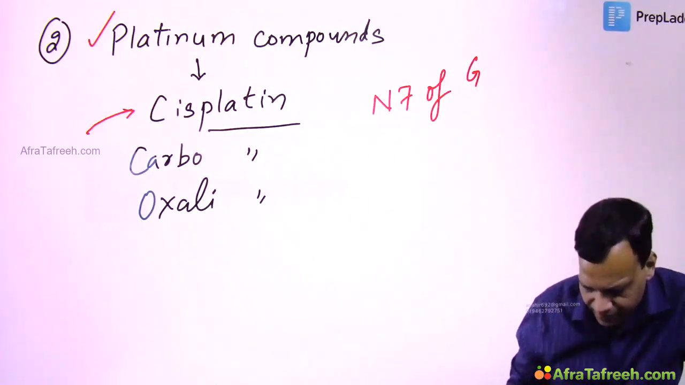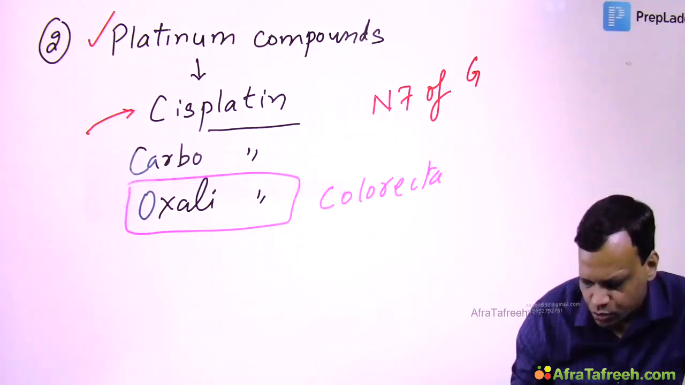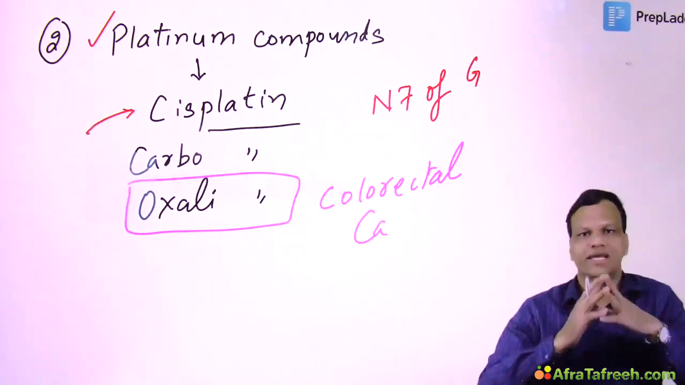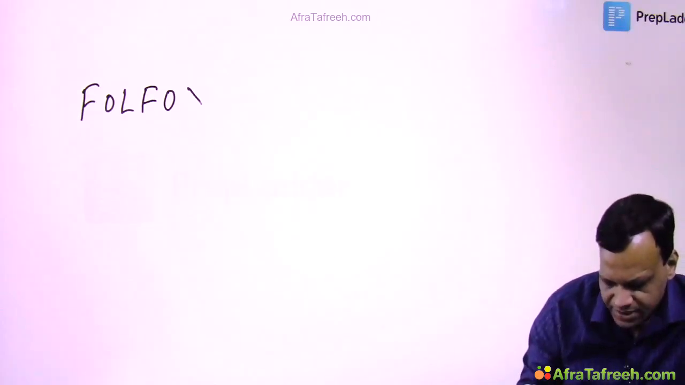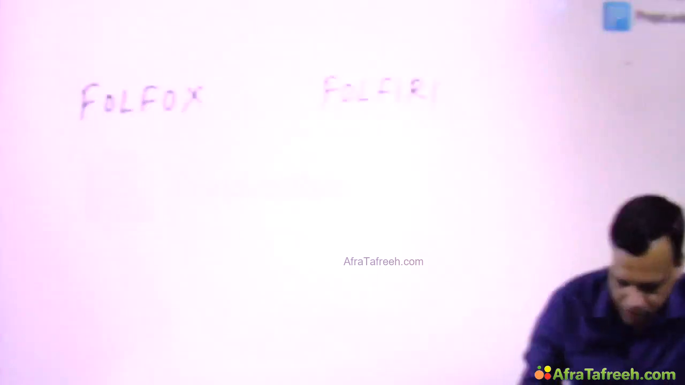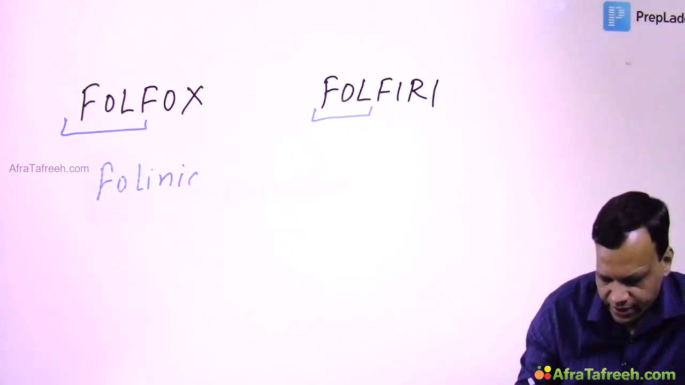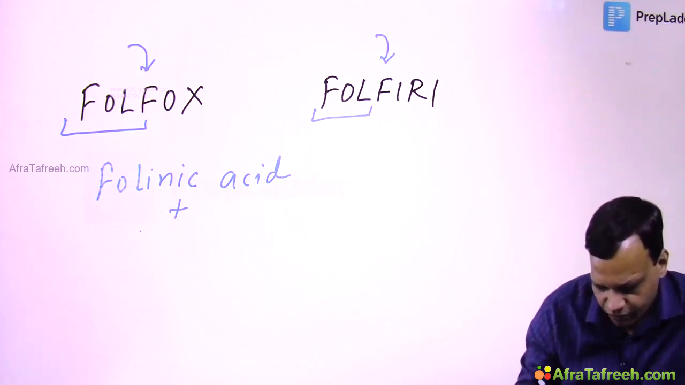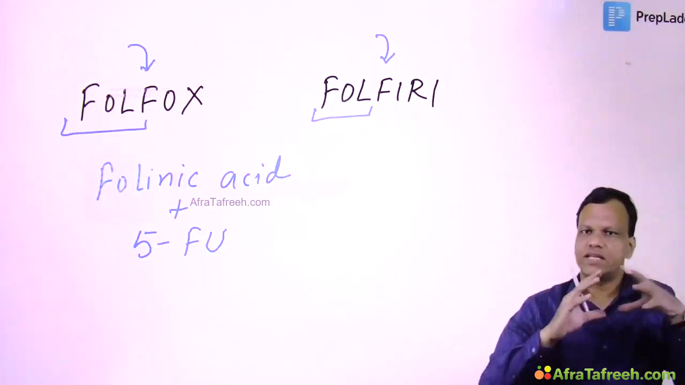Then oxaliplatin. Oxaliplatin is used in colorectal cancer. It is used in colorectal carcinoma. In colorectal carcinoma, actually two types of regimens are indicated. One is called FOLFOX and the second is called FOLFIRI. In both cases, the FOL stands for folinic acid. Then the second F, also in both cases, stands for fluorouracil, 5-fluorouracil. So two drugs are common in both regimens, folinic acid and fluorouracil.